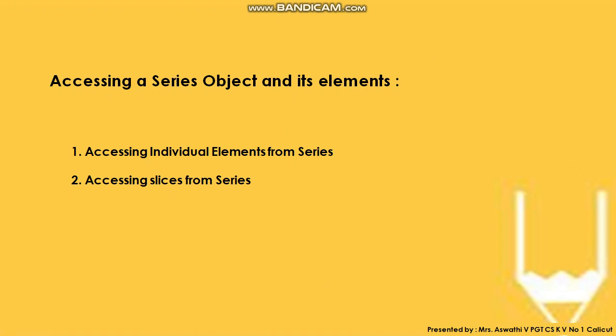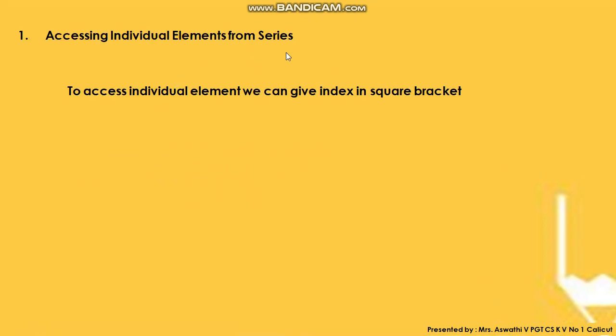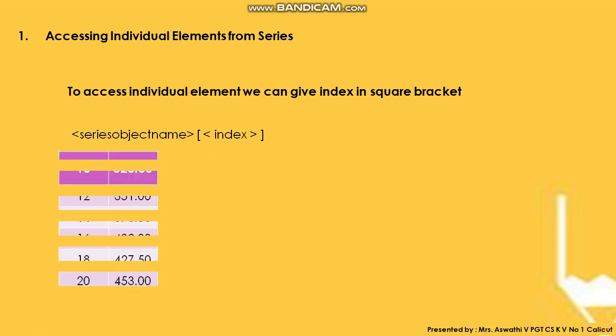Now we will go to the next point, that is how to access the series objects and their elements. We can access the elements of a series object in 2 ways: accessing individual elements from the series, or accessing slices from the series. How to access individual elements from the series? To access an individual element, we can give the index in square brackets. See the syntax here: series object name, square bracket, and we have to mention the name of the index.